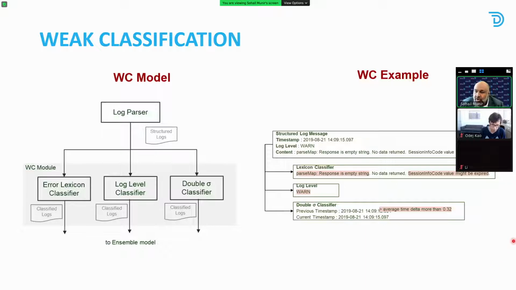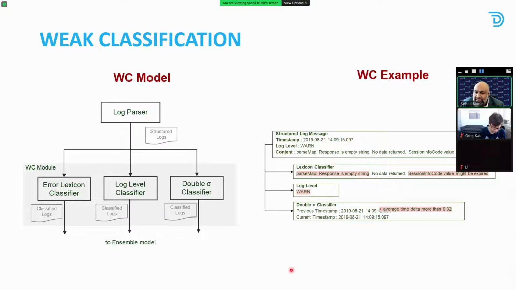On the weak classification module, we used 3 weak classifiers. One is an error lexicon classifier. We scraped logs from popular GitHub repositories and made a list of high incidence errors. We used this dictionary to find potentially remarkable events in the runtime data. Then there was a log level classifier, which simply uses inherent log levels, which are more important. Warning is not important. And the third is a double sigma classifier, which computes the time delta between 2 log events and tags it as anomalous if it is beyond 2 sigmas of the rest of the logs.